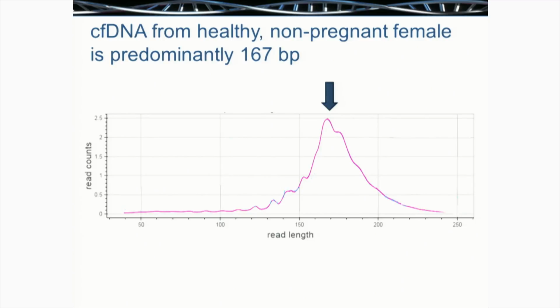So cell-free DNA from a healthy non-pregnant female looks similar. The predominant peak is over here at 167 base pairs. There's this 10 base pair periodicity, and that likely corresponds to the machinery that we have for programmed cell death, for apoptosis, which cleaves DNA in 10 base pair units going down. But again, this is not well elucidated to date.